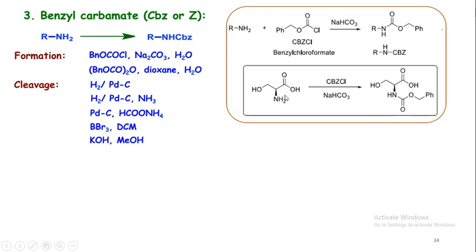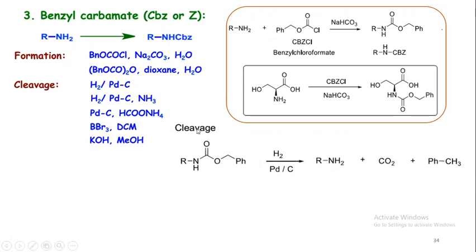Here is another example in which only the protection of the NH2 group can take place by using the benzyl carbamate, not the acid and the alcohol, and it can be deprotected by using reducing reagents like H2, Pd/C in presence of NH3, Pd/C, then ammonium formate, Pd/C, ammonium formate, BBr3 and KOH. This is the deprotection of benzyl carbamate by using H2, Pd/C.